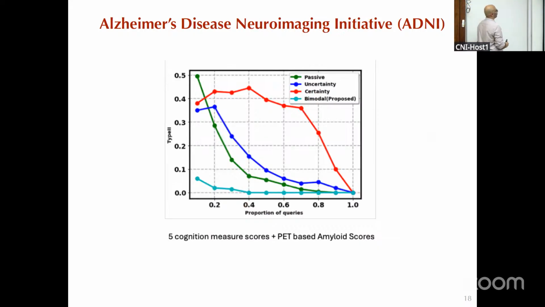I'm happy to walk through some other things that we ran offline, but essentially there's this ADNI data set, and in this data set there are 5 cognition-based scores, and we can do much better than just randomly sampling using our method, right? The type 2 error as a function of the proportion of queries that we actually do is significantly better than if you just do random sampling.